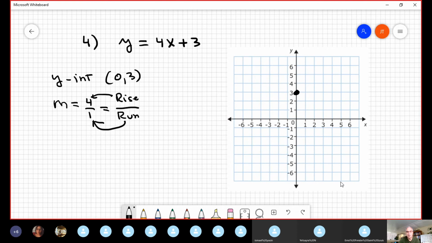So, from this point, 4 up and 1 right, no? 1, 2, 3, 4. I suppose it is 7, no? Because 3 plus 4 is 7. 7 up. Like a soda, no? 7 up. And 1 to the right. Here is the second point, and we connect by the line.